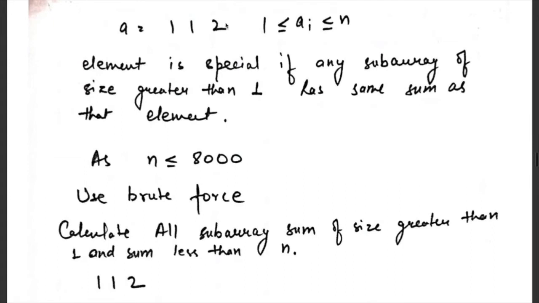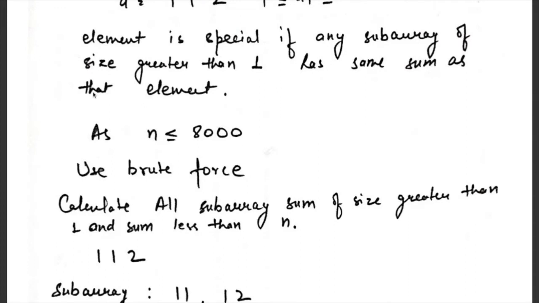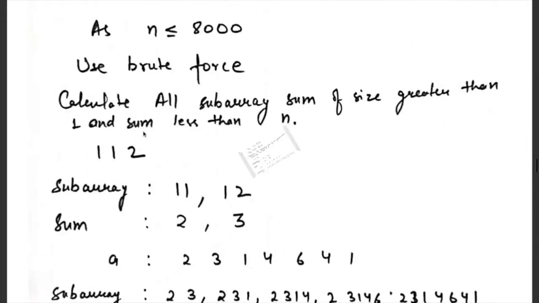I have taken one small array, 1 1 2, and in this array we have been given that A_i is always between 1 and n, that is, it will not exceed the size of the array. We have been given that the maximum size of n, that is the number of elements, can be up to 8000. When the size of n is this small, we will simply brute force our solution. So let's check all the subarrays of size greater than 1.